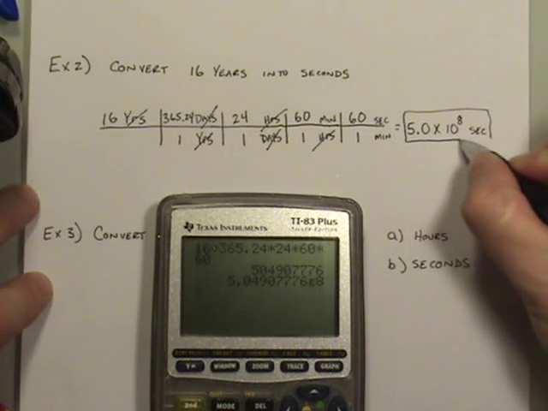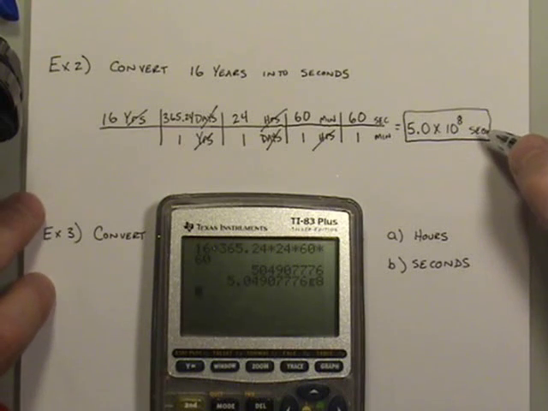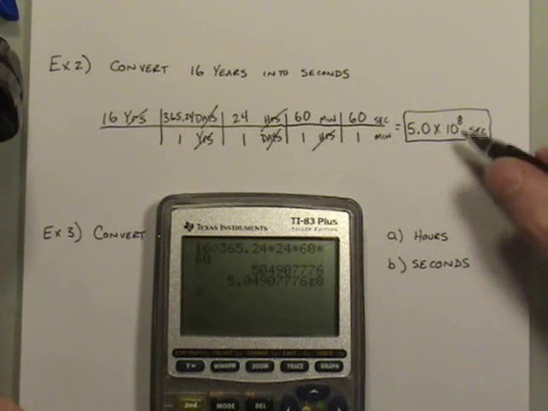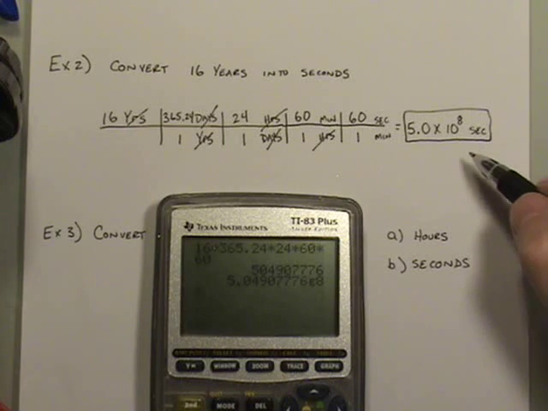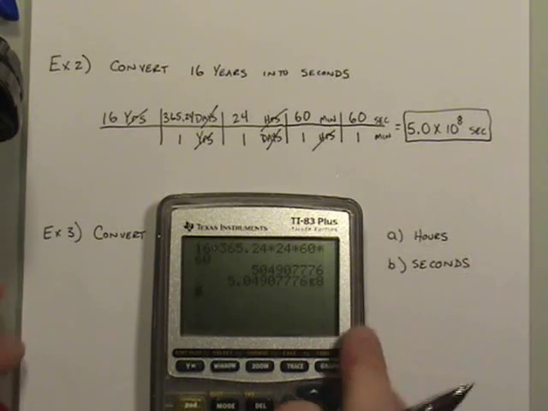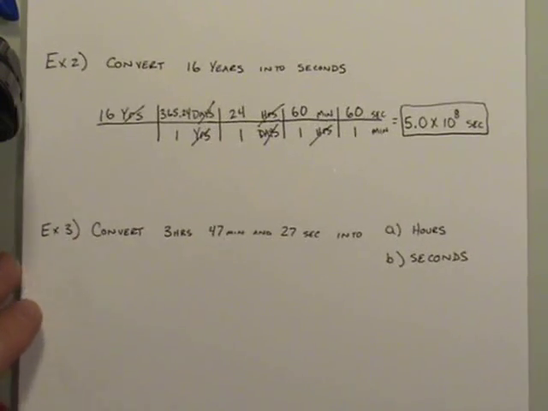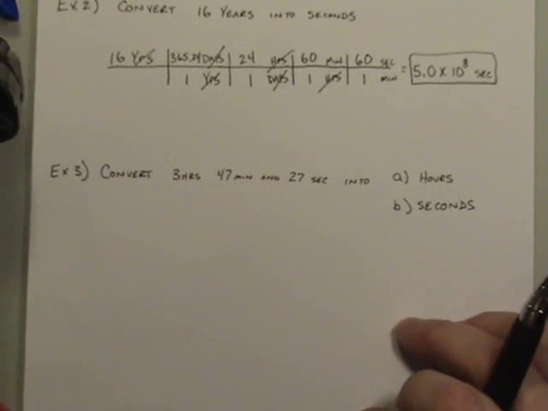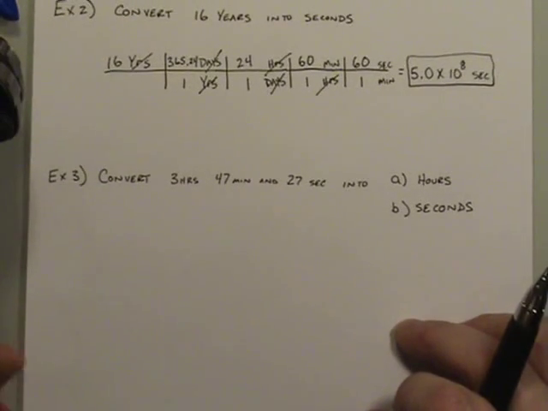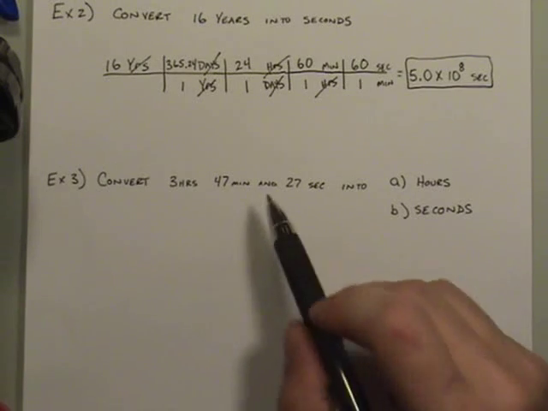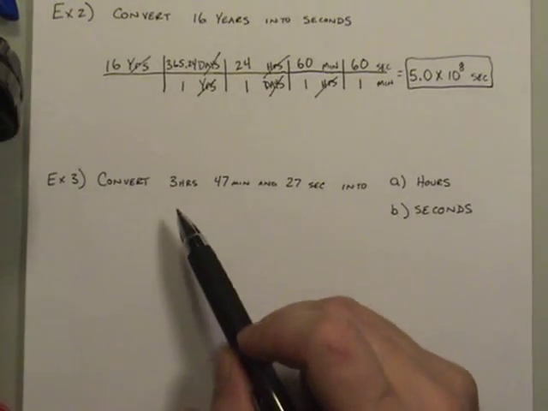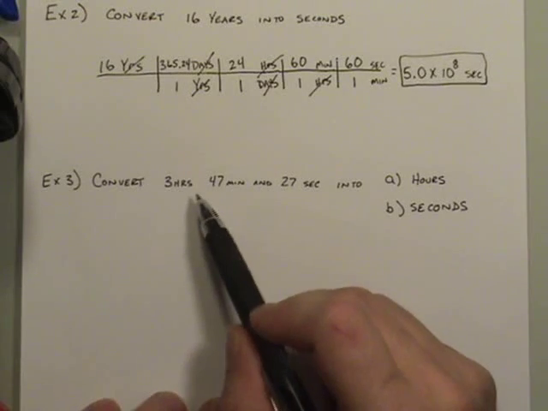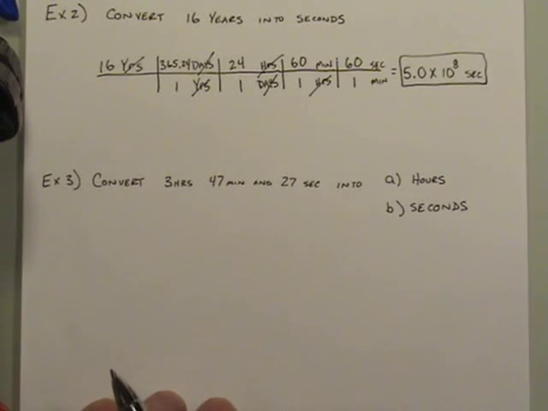And to put that in common terms, that is approximately a little bit over 500 million seconds in 16 years. Now, time creates a little bit of a dilemma because we have these mixed units with time, and that is that they can be hours, minutes, and seconds. It would be very common, you might say that you took a trip and it took 3 hours, 47 minutes, and 27 seconds.